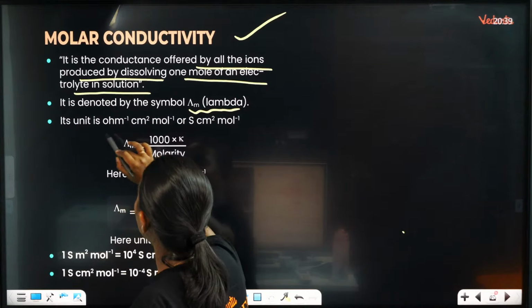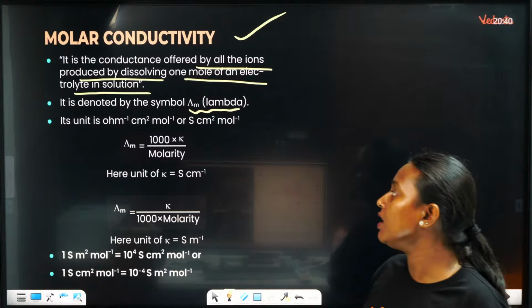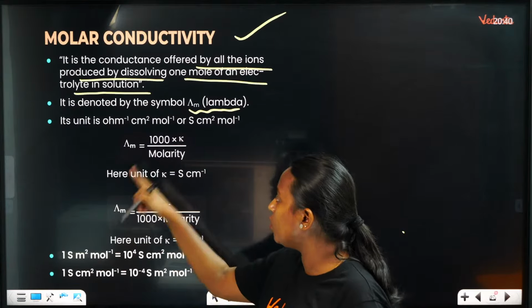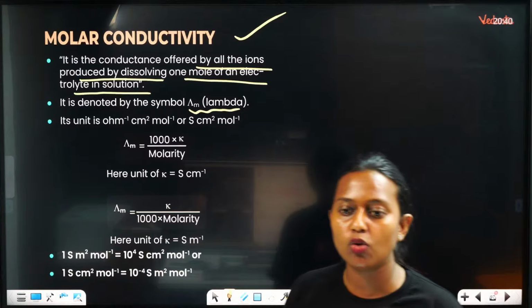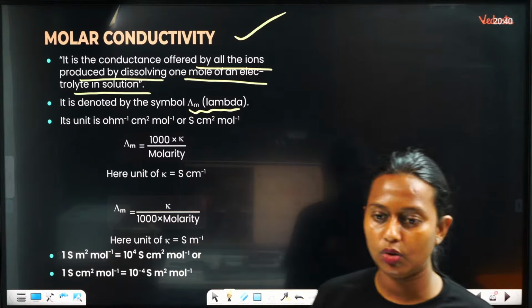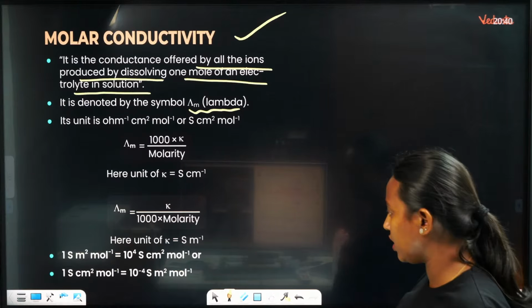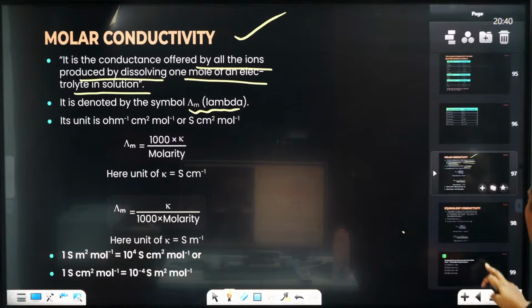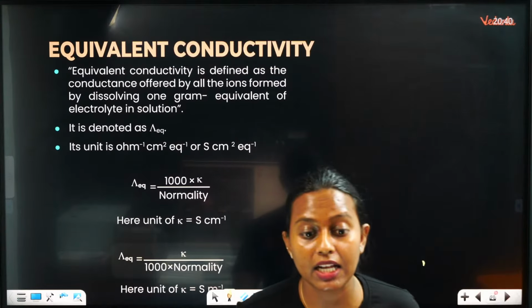And here lambda m is equal to 1000 into k divided by molarity. There is one more equation, lambda m is equal to k by 1000 into molarity. Okay, this is very important. The units are all given, so just look. Then next we are moving to equivalent conductance.